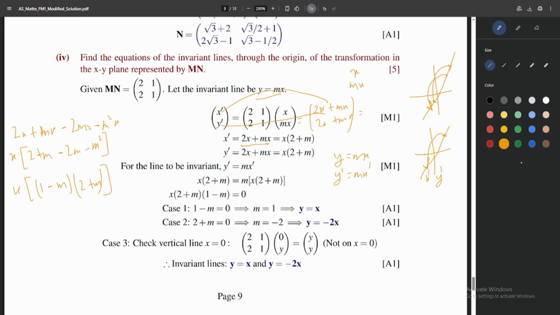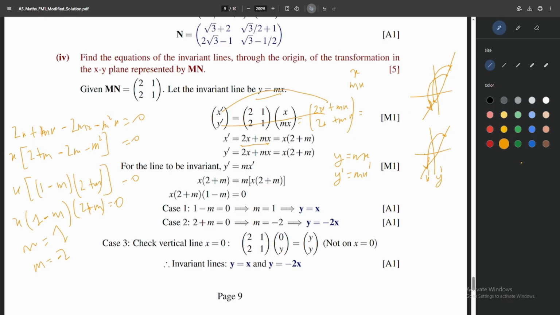And obviously, since we took x common, this part left was equal to 0. So this becomes x times (1 minus m)(2 plus m) equals 0. So we can get the m values from this. m is equal to 1 and m is equal to minus 2.